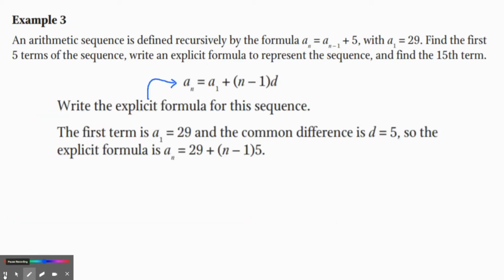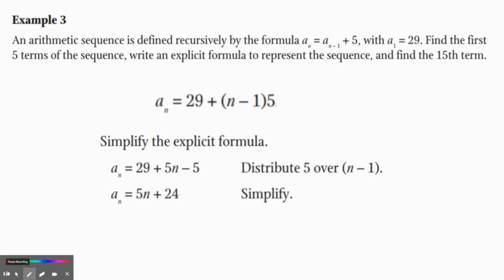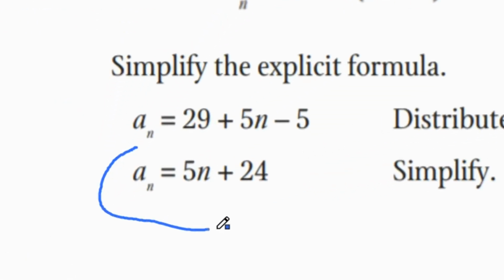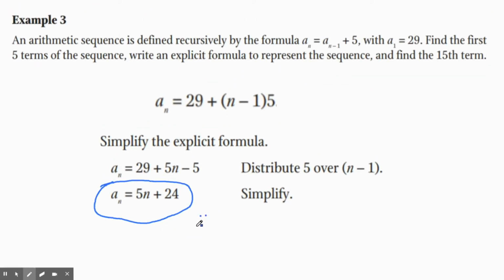The first thing you should do is write that explicit formula. What do you need in the explicit formula? Well, you need the first term and you need the common difference. Pretty easy. The problem says the first term is 29, so it gets substituted in right away, and the common difference is 5. All we have to do is simplify. And when we simplify, we get a final answer of 5n plus 24.